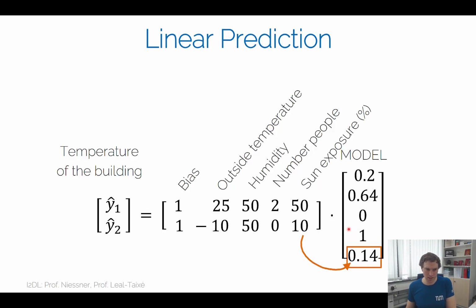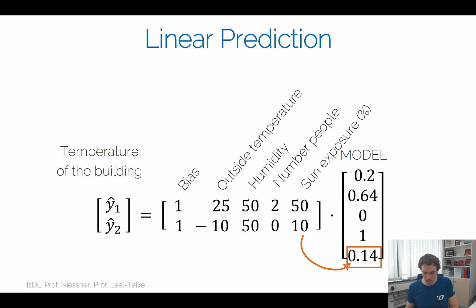We can look at the sun exposure. If we're getting more sun exposure, we're multiplying the sun exposure parameter with 0.14, which means sun exposure had a smaller impact on the model, because this is a 1, this is a 0.14. But it is still a linear dependency. Twice as much sun exposure means twice as much contribution from that part of the input feature, right?